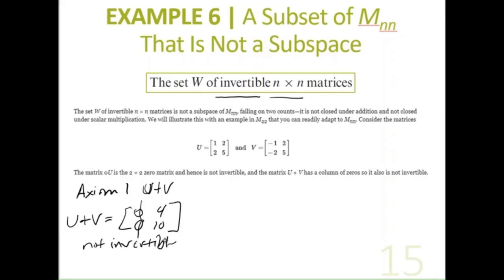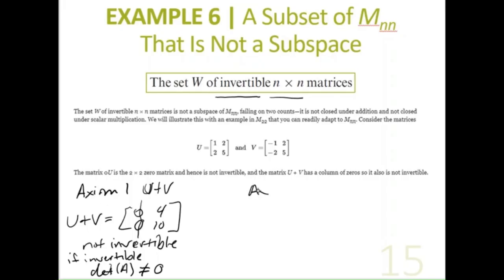Because remember, if a matrix is invertible, it means that its determinant is not equal to 0. So if invertible, the determinant does not equal 0. But here we'd see, okay, ad minus bc here. Well, you'd end up getting 0 for that determinant, right? Because we have this column of zeros. So this isn't going to fit the bill. Because remember, the set W is a set of invertible n by n matrices. So here, under addition, this doesn't hold.